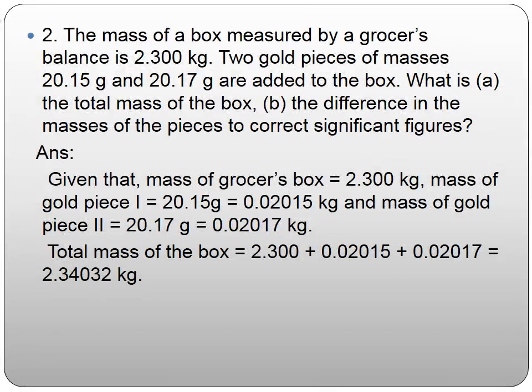And the second question: the mass of a box measured by a grocer's balance is 2.300 kilogram. Two gold pieces of masses 20.15 gram and 20.17 gram are added to the box. What is A, the total mass of the box, and B, the difference in the masses of the pieces, to correct significant figures? What should be its solution?